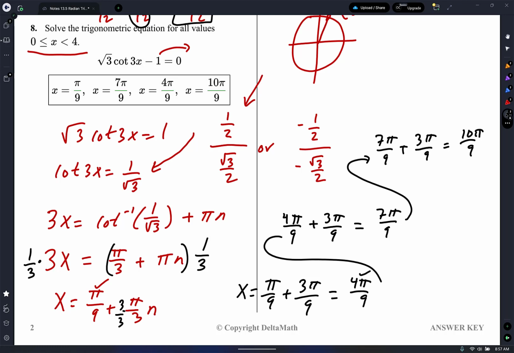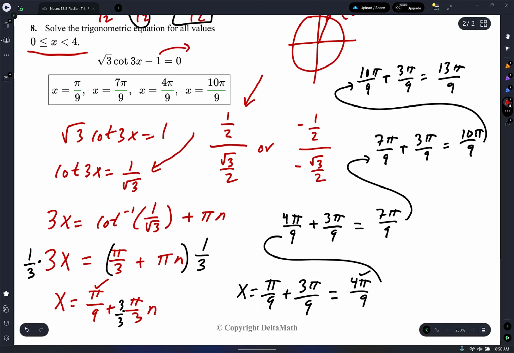And that's probably going to be it, but just for kicks, let's see what would have happened if we would have kept going. 10 pi over 9, plus 3 pi over 9 equals 10 plus 3, 13 pi over 9. Look how obvious it is. It cannot be this. I can't tell if it's bigger or smaller than 4. Well, okay, maybe it's not so obvious.